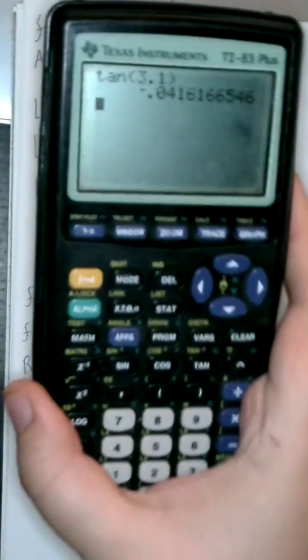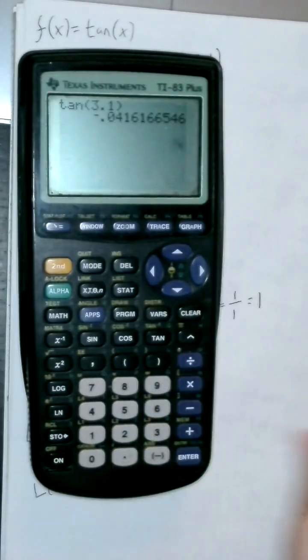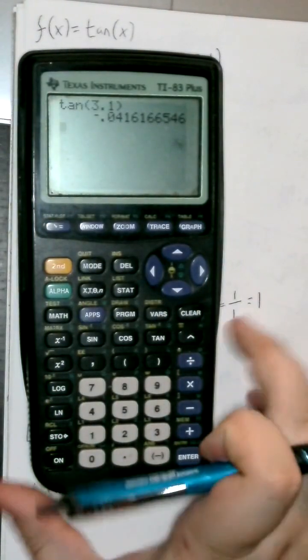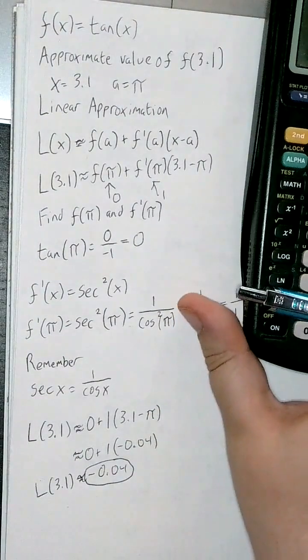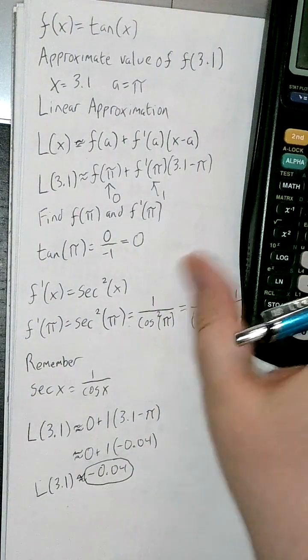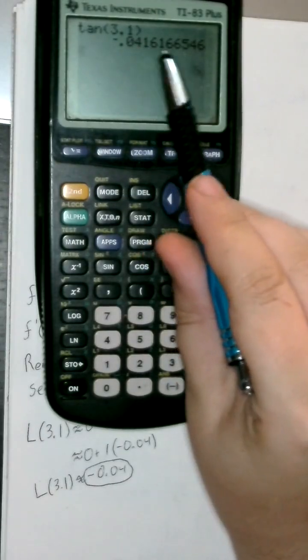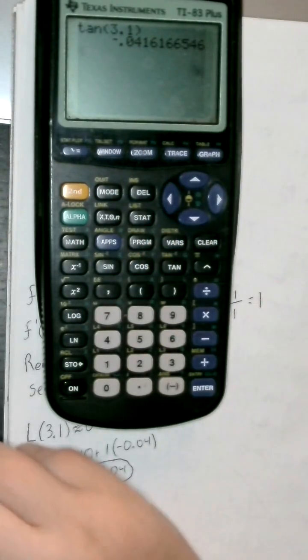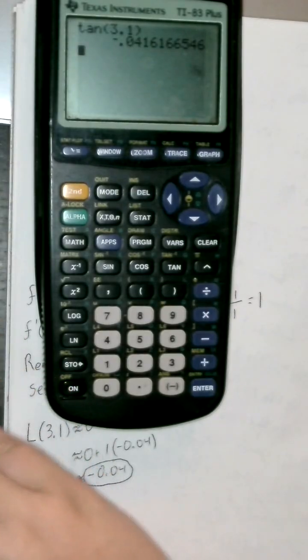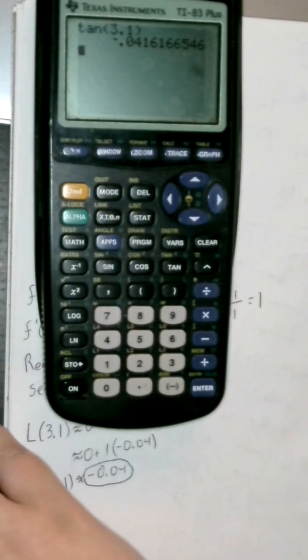Yeah, so I get negative 0.0416166546, dot, dot, dot. Would you say that our approximation was a good approximation, or was it not? I would say it's a pretty good approximation. I would definitely say that. We're only off by this much, which is not a whole lot, relatively speaking.